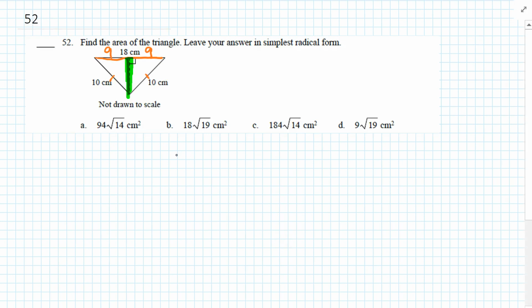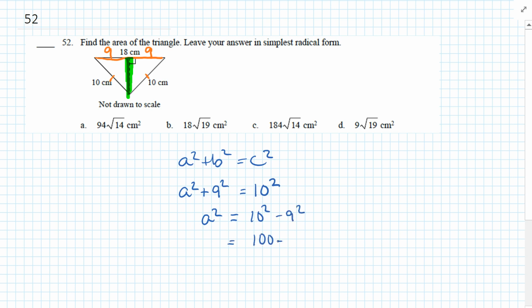So I could say in my one triangle, a squared plus b squared equals c squared. Okay, a squared is, let's say, our height. We don't know what it is. Our b squared is our base, which would be 9 squared. And our hypotenuse is 10 squared. So a squared is going to equal 10 squared minus 9 squared, which would be 100 minus 81. So a squared equals 19, so a equals the square root of 19.